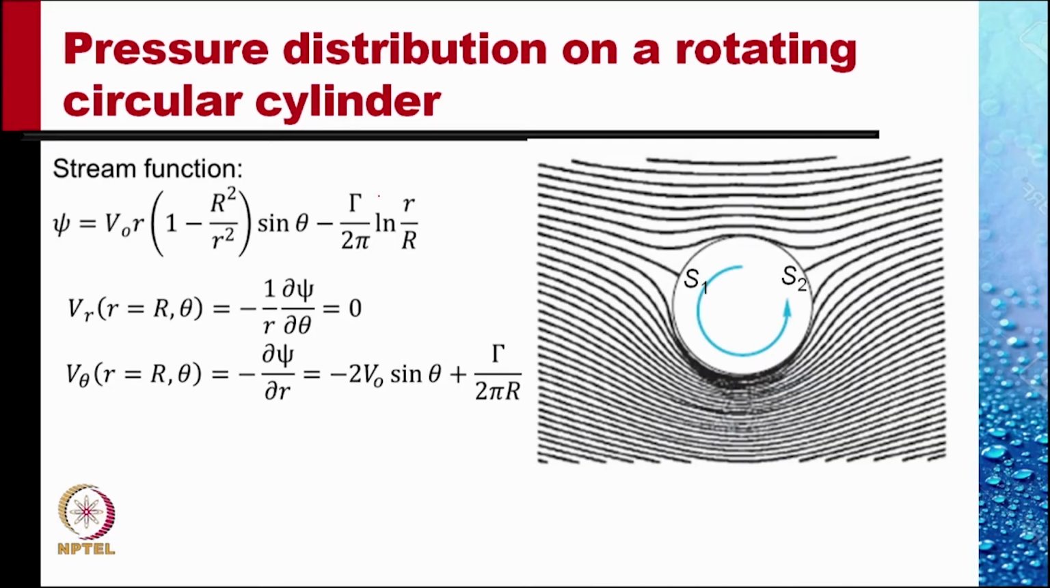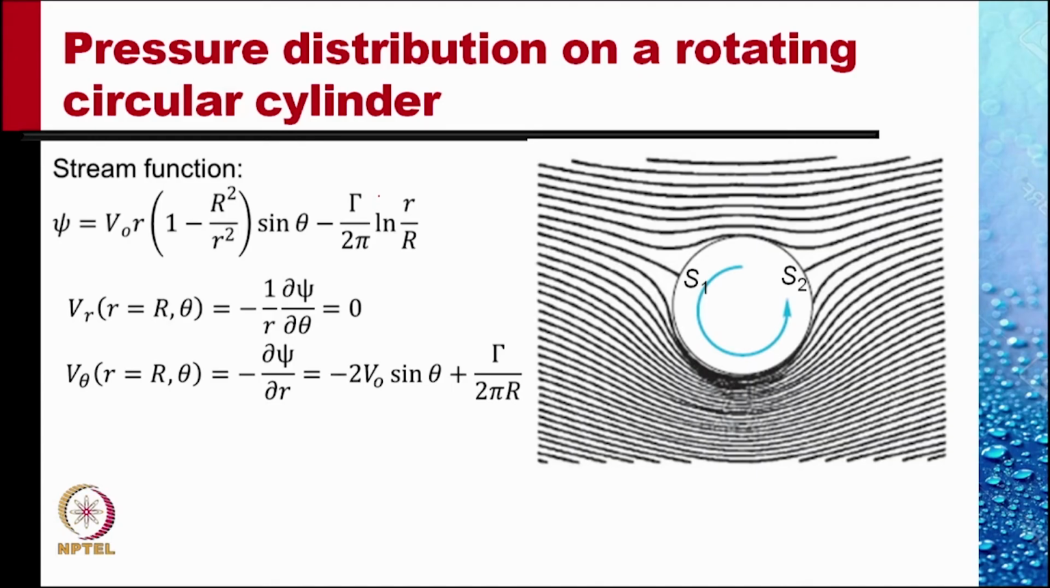The flow is not symmetric on the top and bottom. The velocity at the bottom is much more than the velocity at the top. This can be seen by inspection alone, because the streamlines are much closer together at the bottom and far apart on the top. This is for a specific value of the circulation gamma.